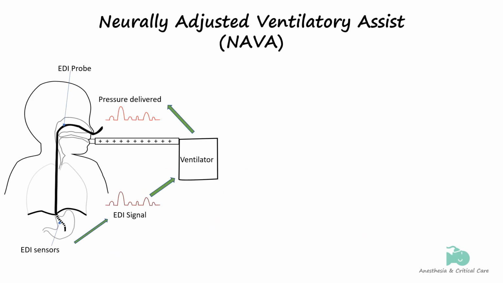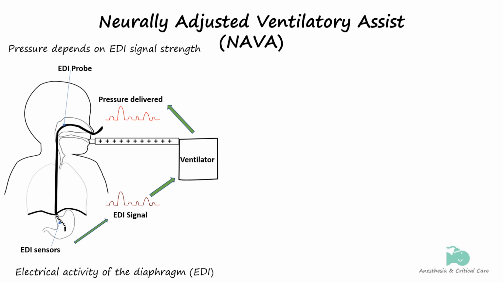Now, let's get into some new methods of triggering. The NAVA ventilator utilizes the electrical activity of the diaphragm, or EDI, to assist the patient's respiratory efforts in a synchronized manner. The EDI is detected by a properly positioned electrode array on a specially designed nasogastric tube. The EDI signal is then passed to the ventilator where it is converted into pressure. The pressure is delivered in proportion to the EDI signal and ends when the EDI signal subsides, and the pressure delivery varies with each breathing effort, depending on the measured electrical activity of the diaphragm.